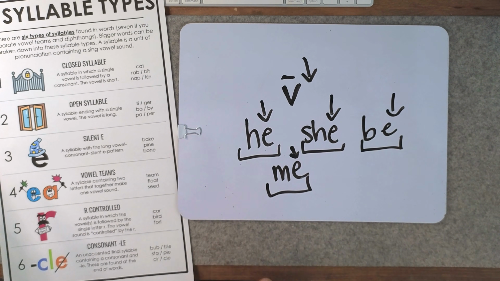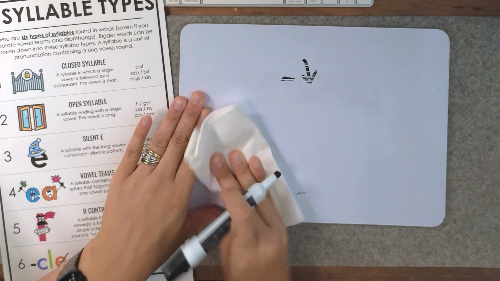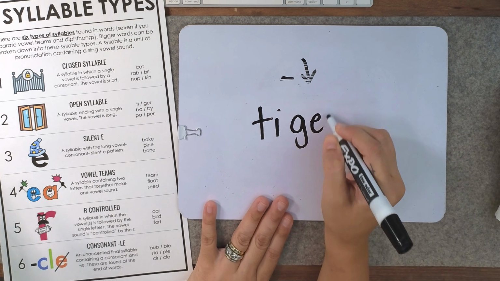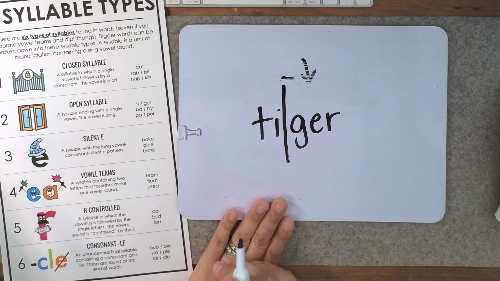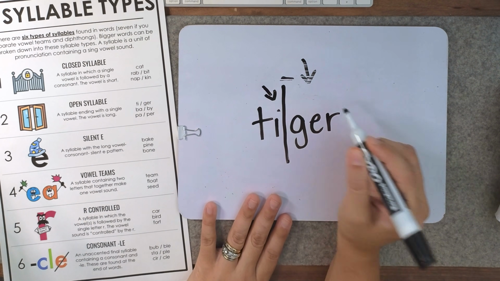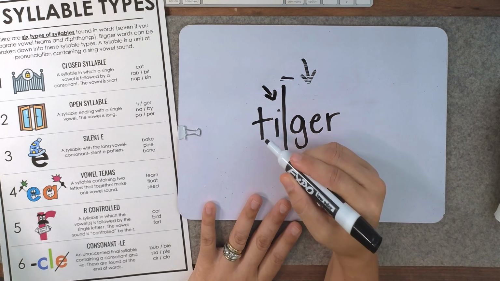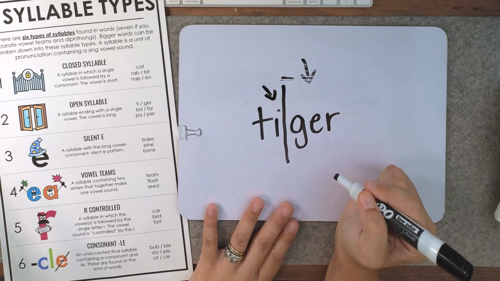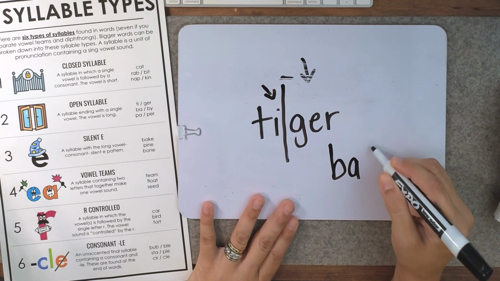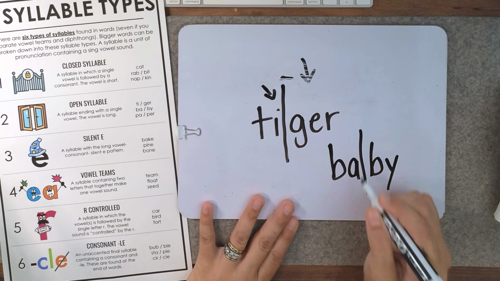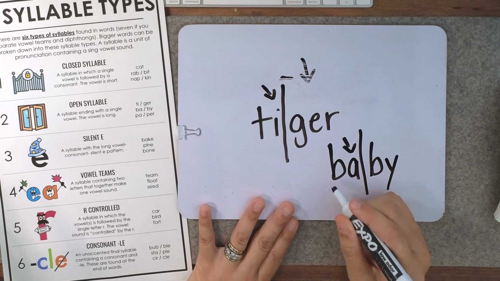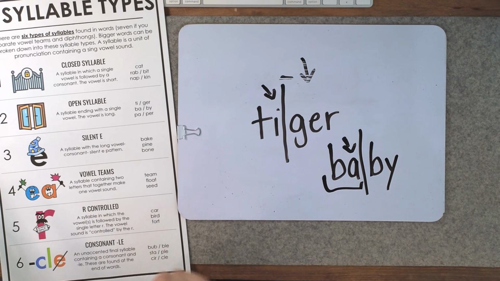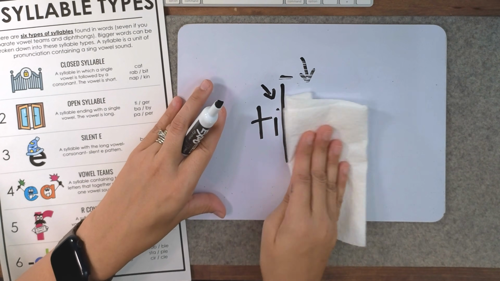So the examples that I give you on the anchor chart itself are tiger. We can separate it here, and because there is no consonant after that vowel in that syllable, it's going to say a long vowel sound. So same thing with baby. Here, this is the syllable break. That A has no consonant after it, which is what makes it a long vowel sound.